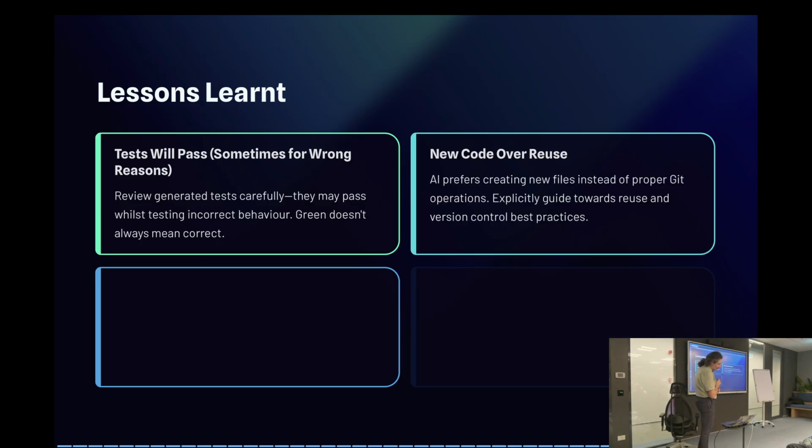Second lesson, AI prefers to create new files instead of using appropriate Git commands to move files. It tends to re-implement existing logic rather than reuse what's already there. You need to explicitly guide it towards reuse and proper version control practices.